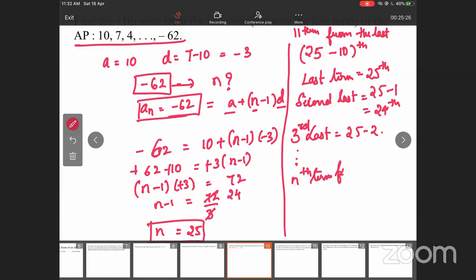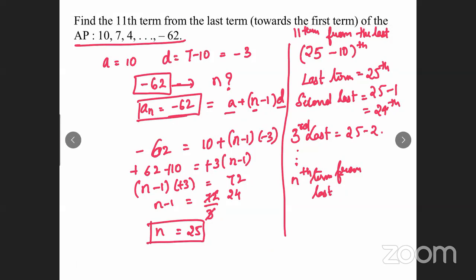That is the nth term from the last. So can I say this? For example, there is a 25th term. Let us consider that there are 25 terms. So 25 minus (n minus 1). That's how we got this 25 minus 10th term. So 25 minus 10 is the 15th term.